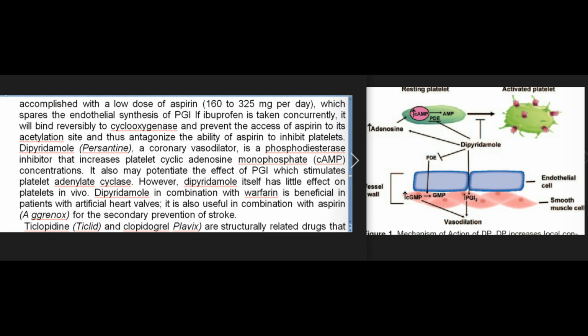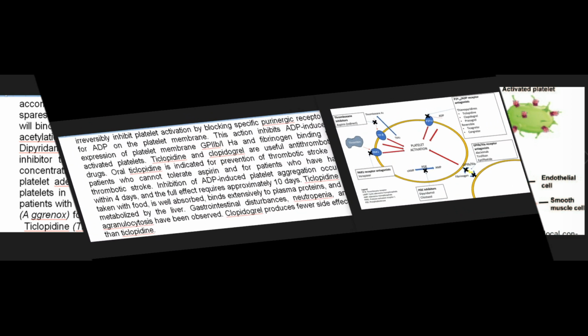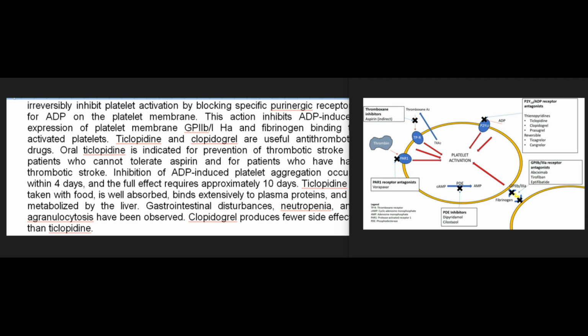Ticlopidine, Ticlid, and Clopidogrel, Plavix, are structurally related drugs that irreversibly inhibit platelet activation by blocking specific purinergic receptors for ADP on the platelet membrane. This action inhibits ADP-induced expression of platelet membrane GPIIb/IIIa and fibrinogen binding to activated platelets. Ticlopidine and clopidogrel are useful antithrombotic drugs.